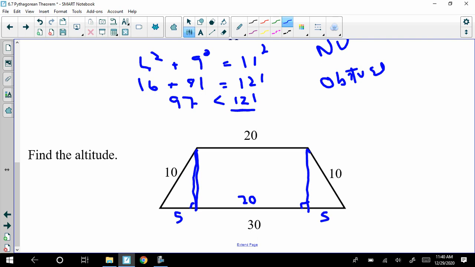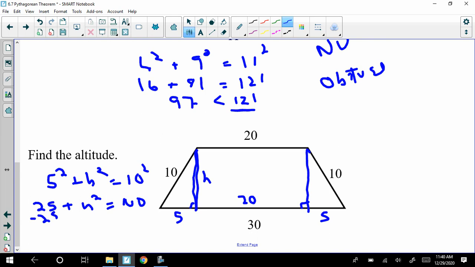Okay. So now how do we deal with this one? Well, let's do a Pythagorean theorem here. So we get 5 squared plus, let's call that altitude h, h squared is 10 squared. So I get 25 plus h squared equals 100. Subtract my 25. I get h squared equals 75. Take the square root, so I get square root of 75.